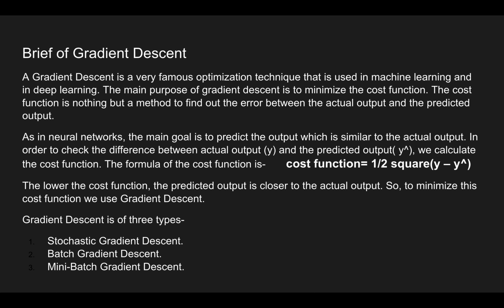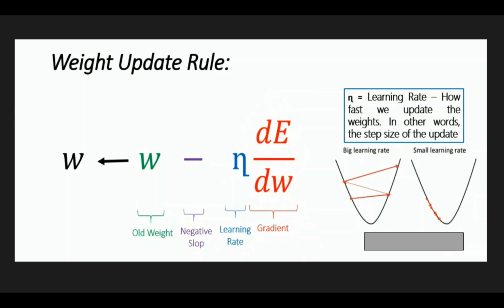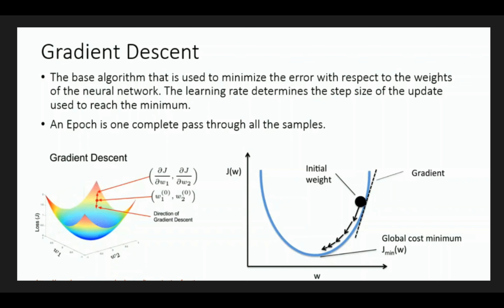There are three types of gradient descent that we will look at in the next video: stochastic gradient descent, batch gradient descent, and mini batch gradient descent. We use these three really often, and stochastic gradient descent most often. So this was the brief concept of how gradient descent works. Gradient descent works only in back propagation, and its main task is to update the weights.